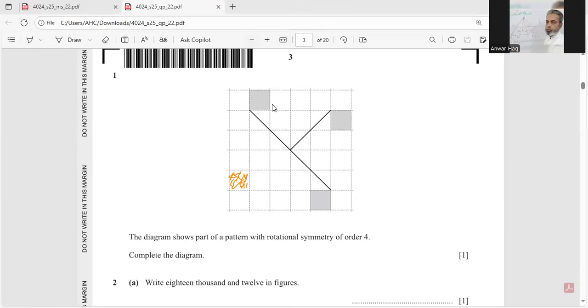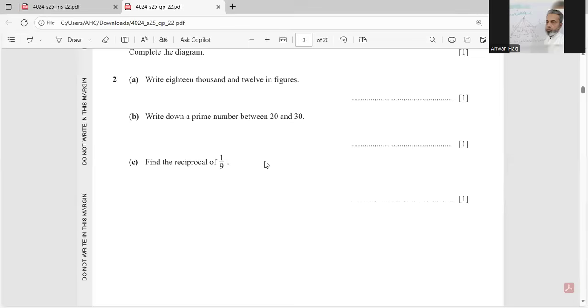Question 2. Write down eighteen thousand and twelve in figures. So this will be 18,000 and 12, 18,012.